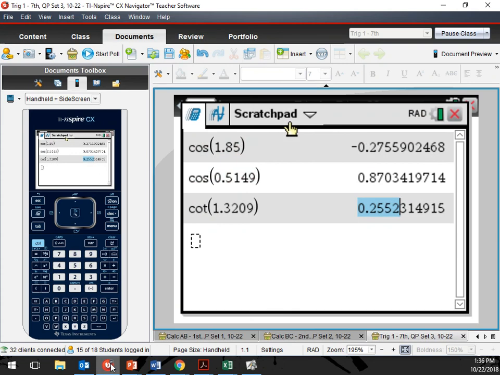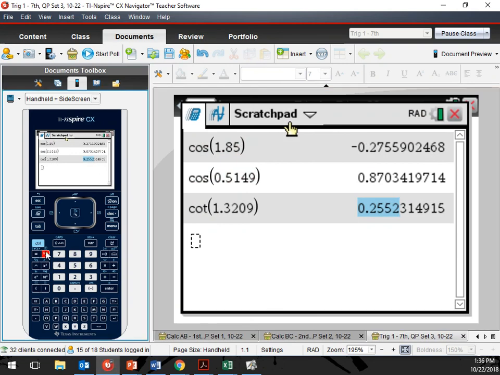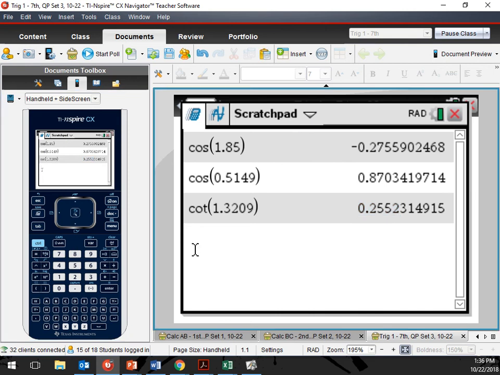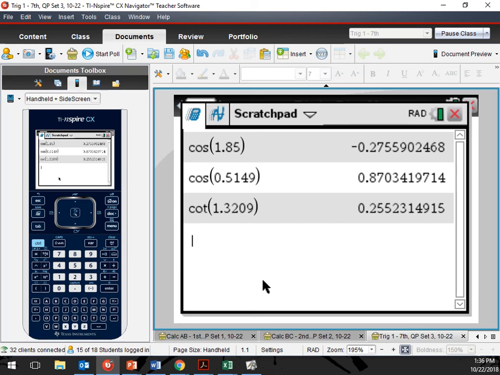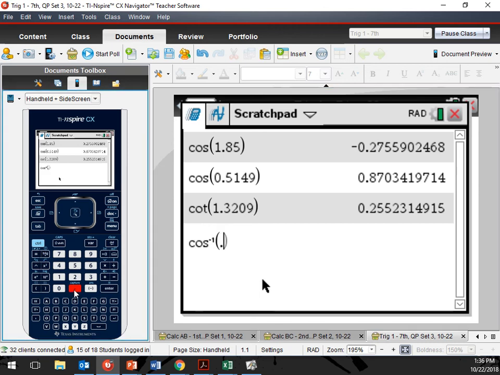Now, for those people that weren't watching, inverse. Remember, it's right here. It's inverse, under negative 1 power. So that's going to be inverse cosine, right? What was the number? 0.9685. Like that? There we go.